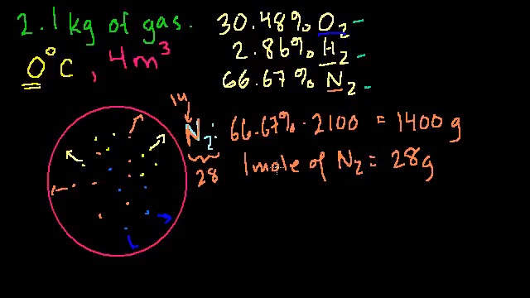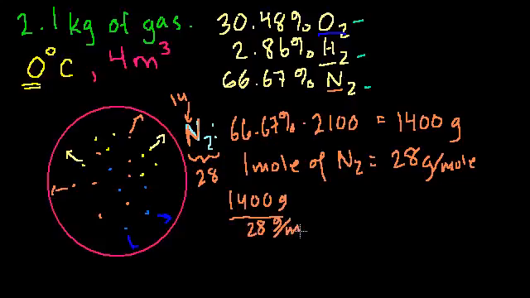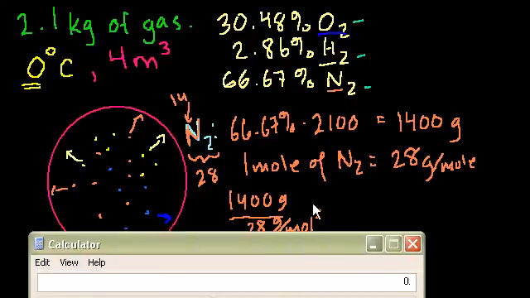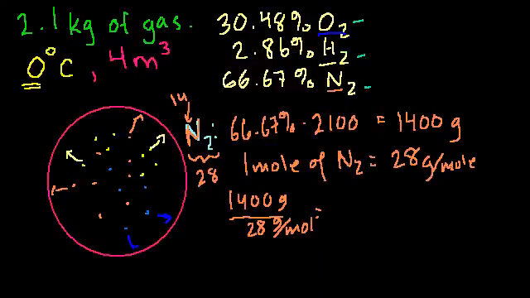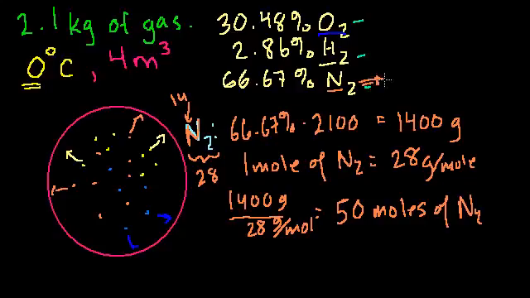We have 1,400 grams, so we say grams per mole. If we want to keep our units right, 1,400 total grams divided by 28 grams per mole, and we should get the number of moles. What's 1,400 divided by 28? It is equal to 50. That worked out nicely. So we have 50 moles of N2. So we could write that right there. 50 moles. All right, let's figure out, I don't know, let's do oxygen next.